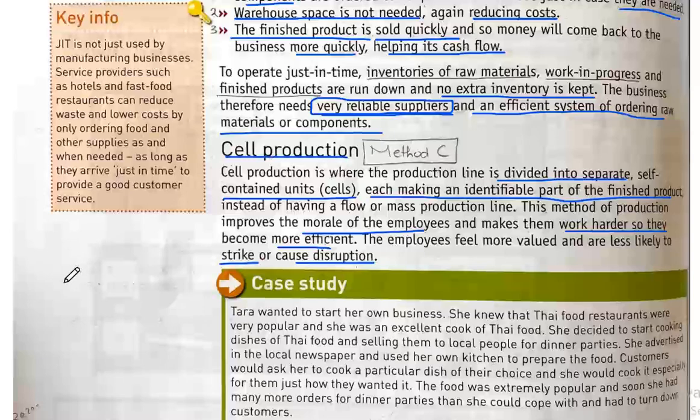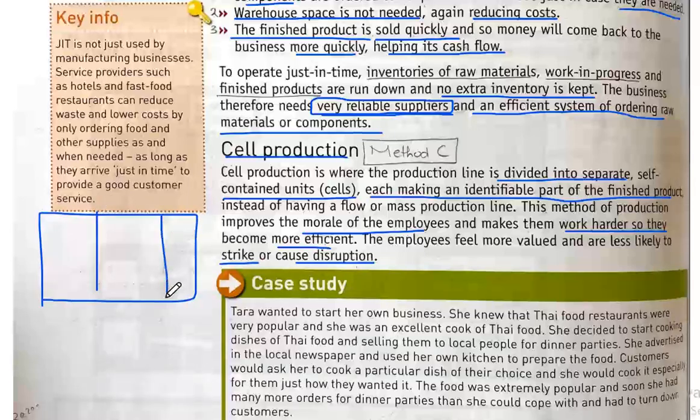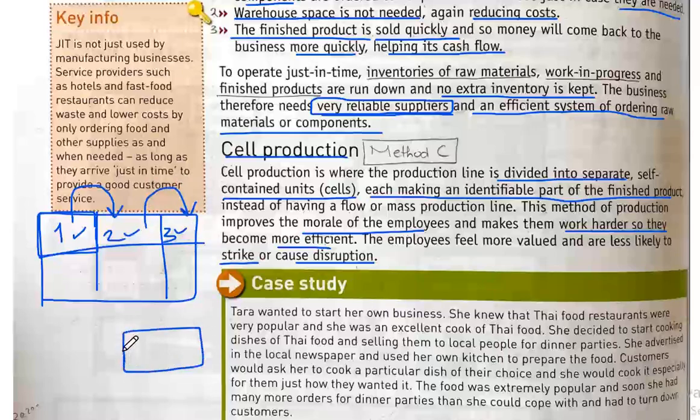So simply, the production process is divided into cells. Each cell or each unit is making an identifiable part of the finished product. It's like this: this is the production, and these are the cells or units. We have 1, 2, 3, and the employees in 1, employees in 2, employees in 3. Each employee is responsible for his part only. Then he sends it to section 2 or cell 2, then to 3, all the way till the product is finished and ready to be delivered.